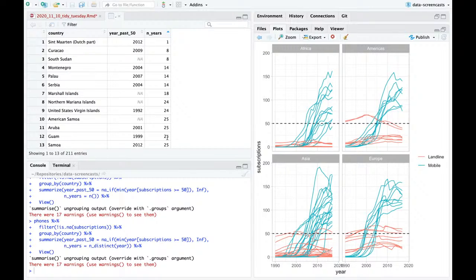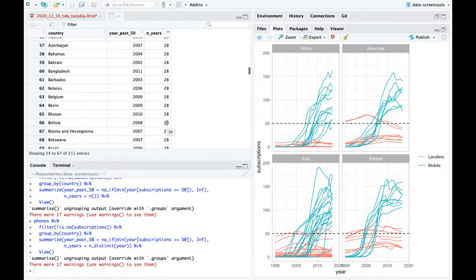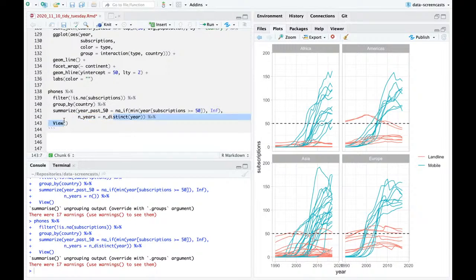I might not need every year to get out a metric, but I might not be so thrilled that there's a bunch of missing data in the middle. So there's some that have like 27, some that have 26. I'm kind of just going to eyeball this and say, let's say if you have at least 25 years.